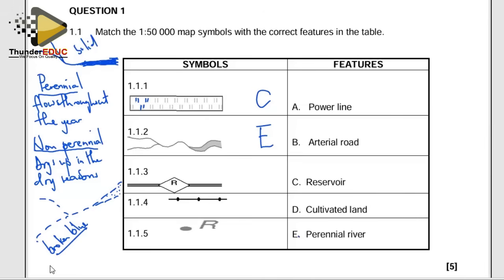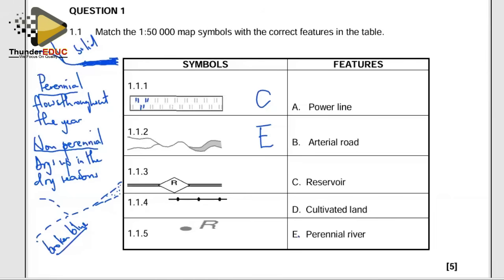So if a question asks whether the river is perennial or non-perennial from the map, just look at whether the line markings of the river are continuous or broken. If they are continuous, it means it's a perennial river. If they are broken or dashed, it means it's non-perennial. Right, we move on to the next part.